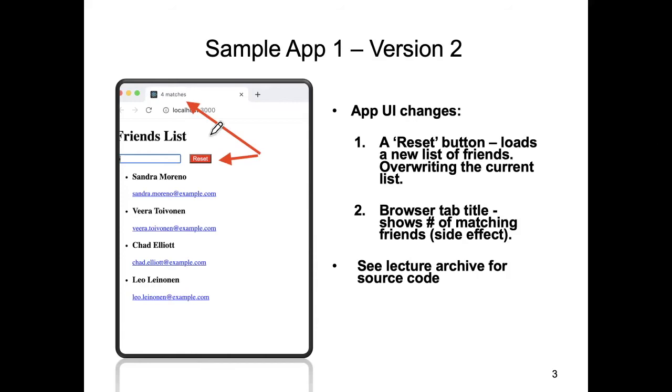And secondly, I want my app to display in the browser's tab the number of matching friends that are being displayed down here. So clearly this is another example of a side effect. We want to write to the browser's tab. So there are the two user features.